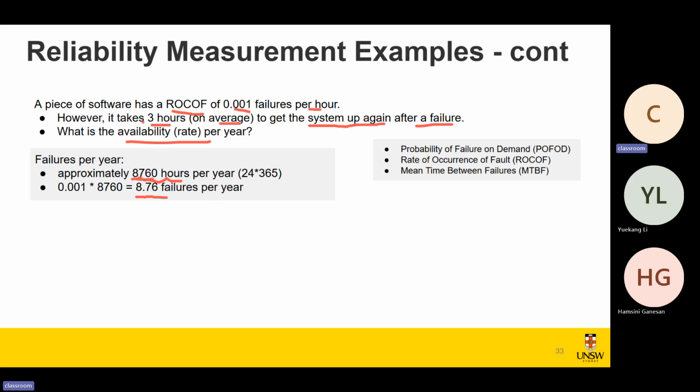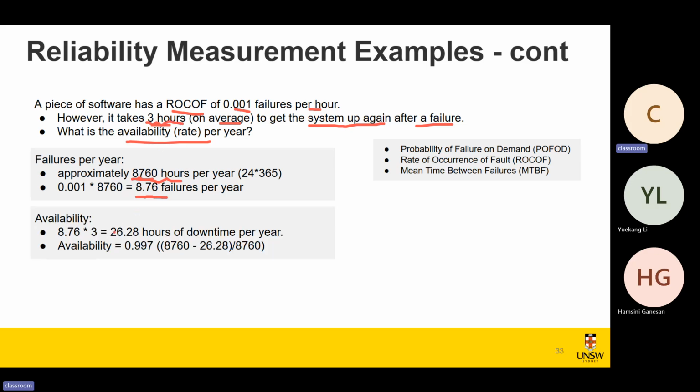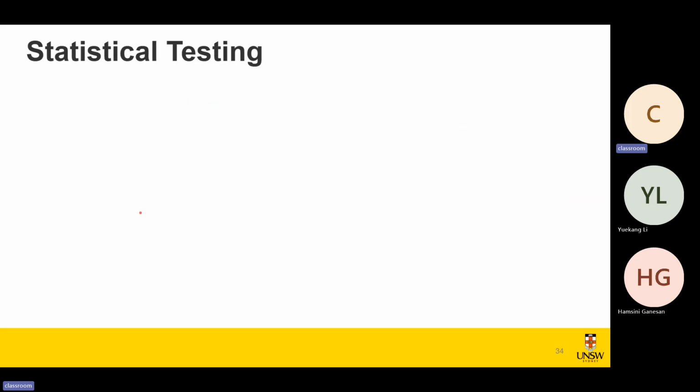And then let's calculate the downtime, right? The downtime is 3 hours per failure. So it means that we have like 26.28 hours of downtime per year. So we basically just use the total number of time per year minus the downtime, that is the uptime, divided by the total time per year. So the availability of this system is about 0.997. So this is the availability of the system here.